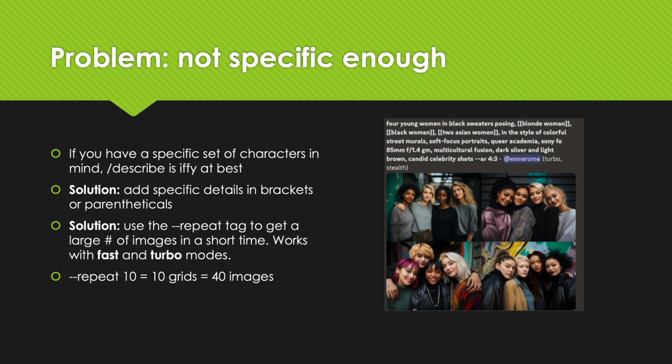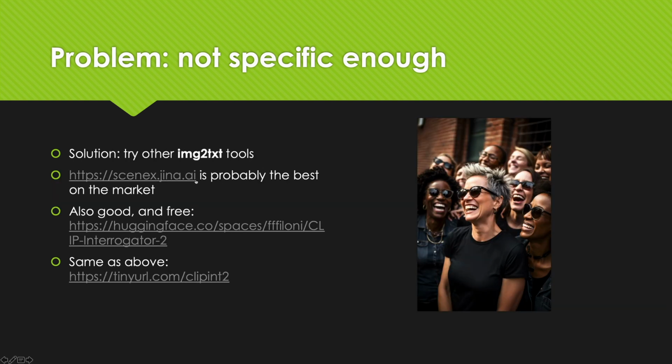So that's useful. You can also try other image-to-text tools like Jina.ai, which is probably the best one on the market. It's not free, but it is pretty cheap, and it's very good at what it does. And there's also Clip Interrogator, and you can access it using tinyurl.com/clipint2, that's CLIPINT2, and that is a very good thing. You can also run Clip Interrogator on Google Colab, but if you don't want to mess with all that, you don't have to. But you can use these to get descriptions of your images and then kind of reverse engineer them.